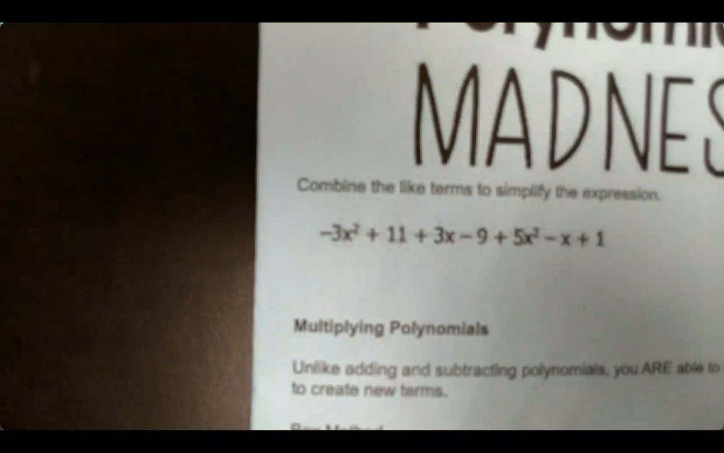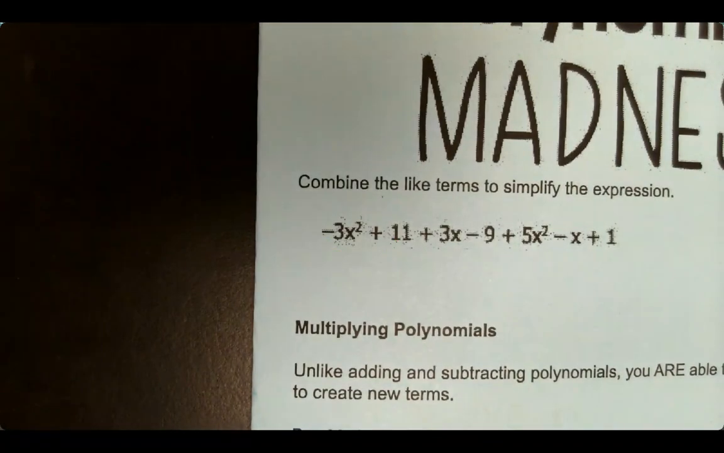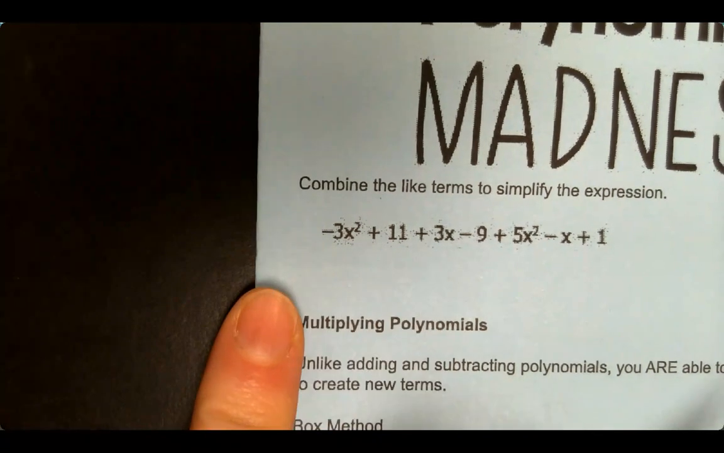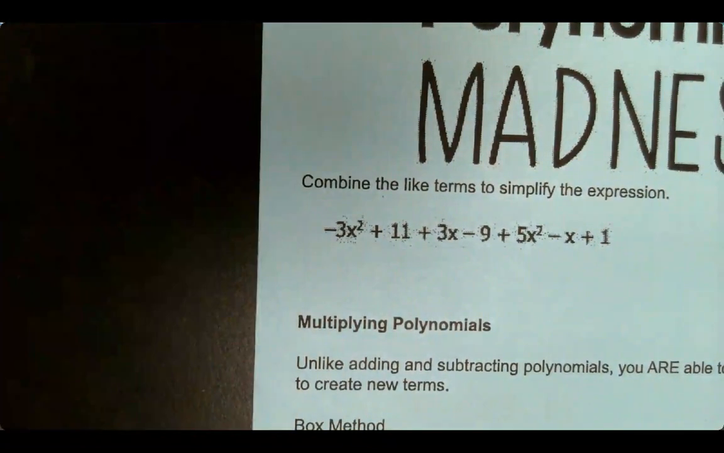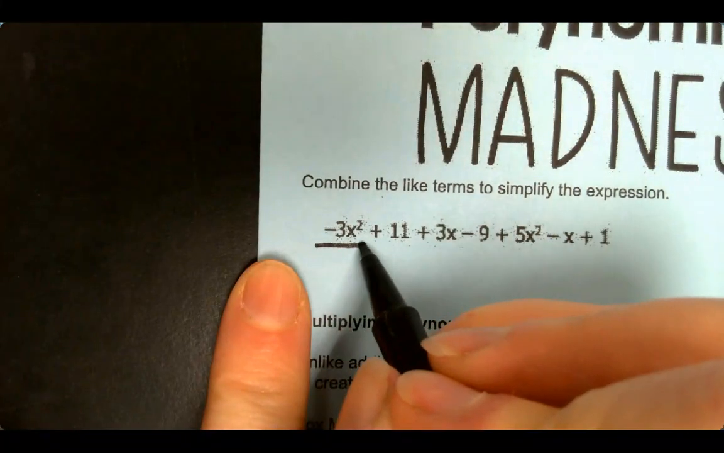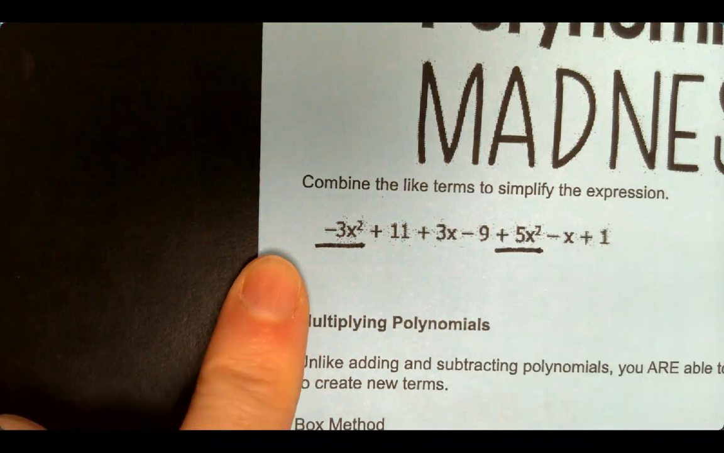It says combine the like terms to simplify the expression. So remember, like terms have the same base and exponent, and you add or subtract the coefficients. Coefficients are the numbers in front. So we're going to put it in exponent descending order. So you look for the largest exponent. So negative 3x squared and positive 5x squared. Those are like terms because they both have the x squareds.